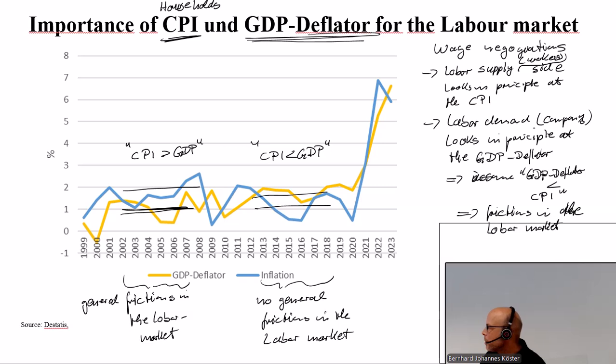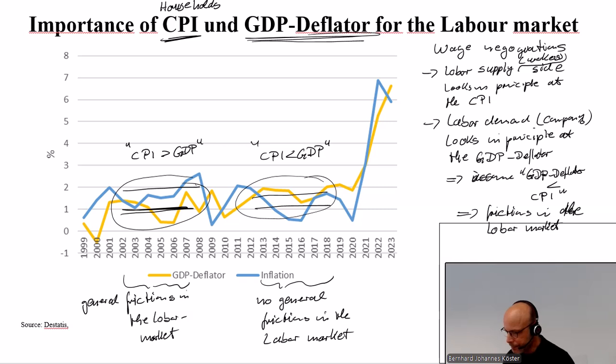And actually, if we look at these time periods in the labor market in Germany, we also saw that in the wage negotiations in this period, we did not have that many problems compared to the wage negotiations in the former period, where the relation between CPI and GDP was just the other way around.